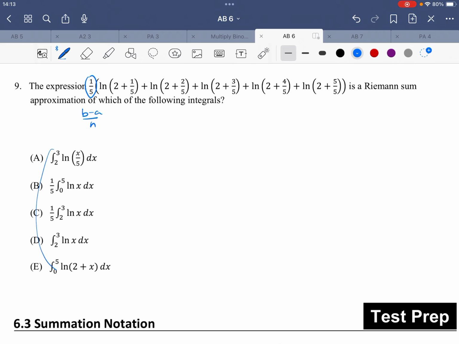So n is 5, but that's one up here. That doesn't give us a hint, that's the number of intervals. But b minus a equals 1. So this difference has to be 1. That's not 1. And that's not 1. So I'm going to guess that it's going to be A, C, or D to begin with.